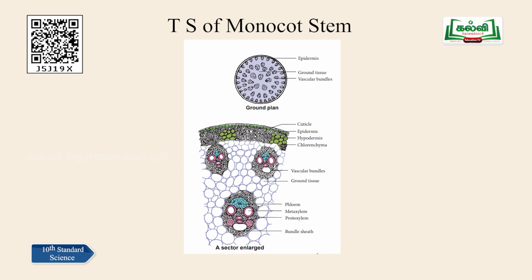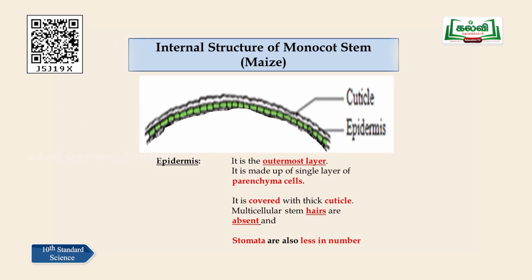by bundle sheath. It is very, very important. The vascular bundle is covered by bundle sheath. The internal structure of monocot stem we will dissect and see. First, the epidermis. Epidermis is covered by cuticle. What is the work of cuticle? It is the outermost layer. It is helping in controlling the transpiration and injury to the plant.